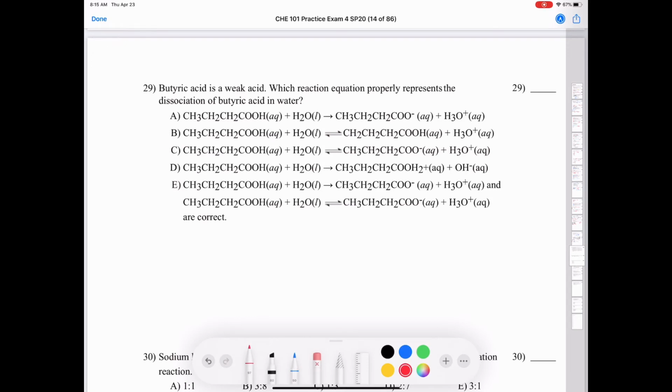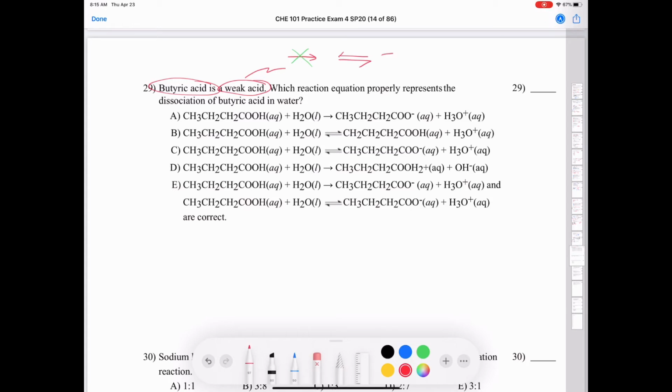29. Butyric acid is a weak acid. Which reaction equation properly represents the dissociation of butyric acid in water? Butyric acid is a weak acid, and we know that weak acids only partially dissociate. Therefore, we cannot use a one-direction arrow. We have to use the equilibrium arrows, right?